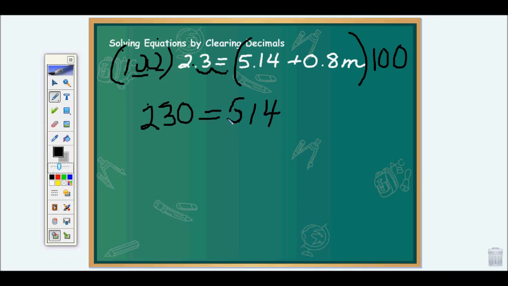And if I can clear my 5 there, and then 2 places for 0.8, so I would end up with 80M. Now I have a regular algebra equation here. I'm going to subtract my constant term from this side to put my constant terms together.